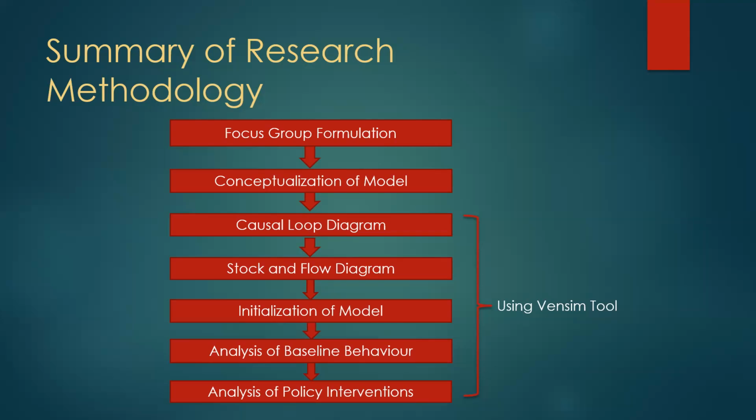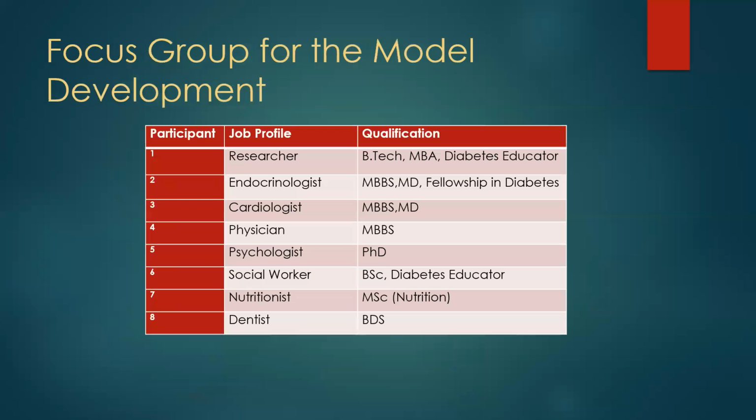These last 5 stages were done using the Vensim tool and the focus group. Only whenever we wanted to build consensus, we went for the Delphi method. This was the participant group: researcher, which was I at that time, endocrinologist, cardiologist, physician, psychologist, social worker, nutritionist, and dentist. So every stakeholder was part of this focus group, and we took a size of 8 because there is a famous Miller's theory of 7 plus or minus 2, which suggests what the focus group size should be.